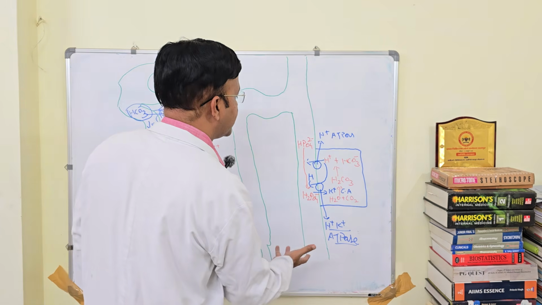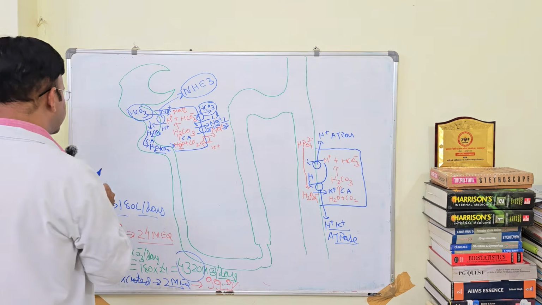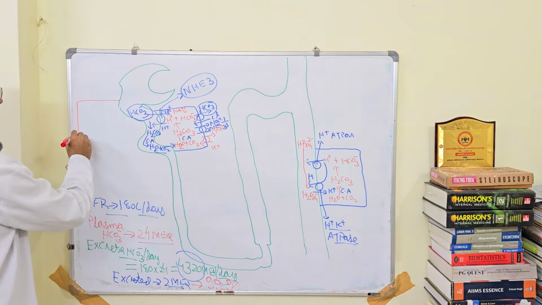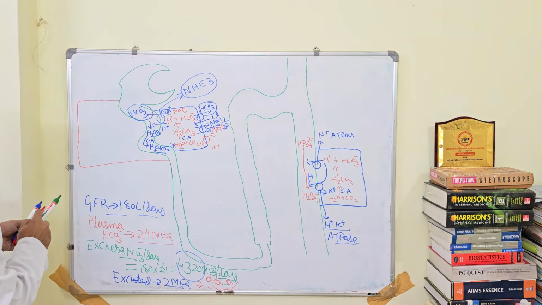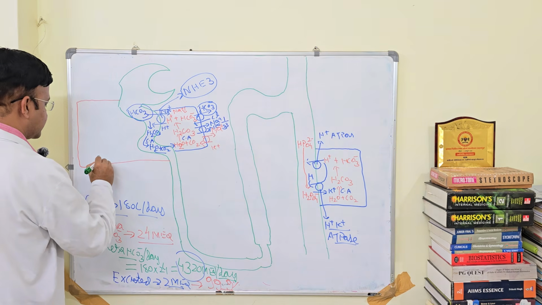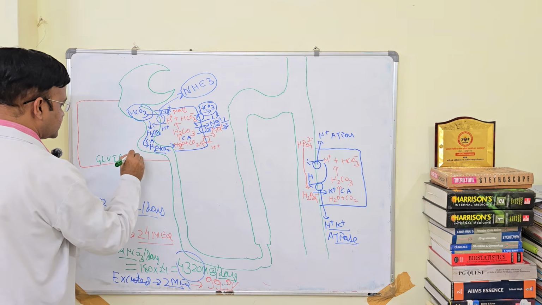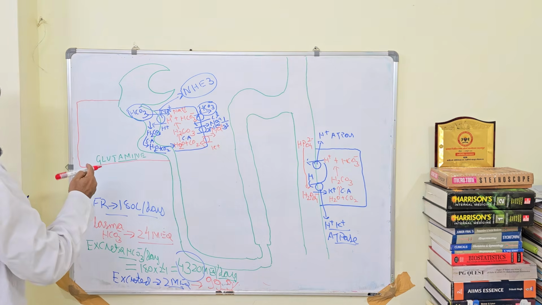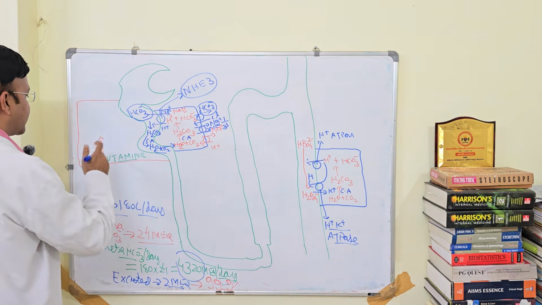The whole story of ammonia starts in your PCT actually, right? We will just enlarge one cell of PCT on this side. Now how will the whole story unfold? It will start with glutamine, right? Now this glutamine will be acted upon by glutaminase, right? Which enzyme? Glutaminase.